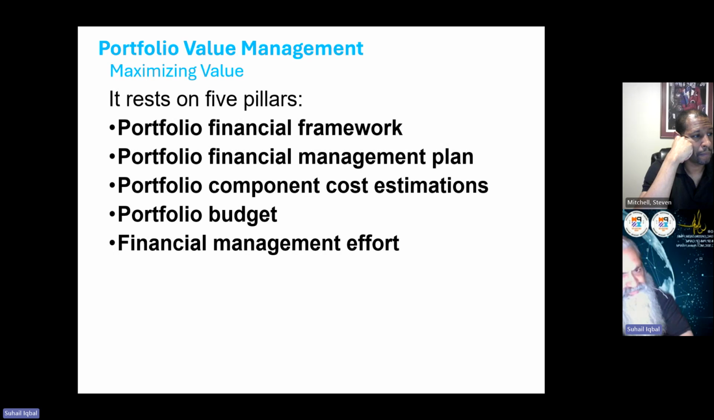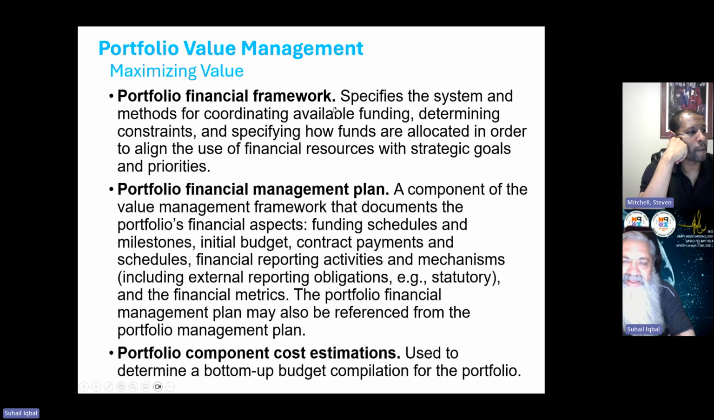Portfolio budget and financial management effort itself. These are the 5 things, the 5 key pillars for maximizing the value. Taking them one by one.